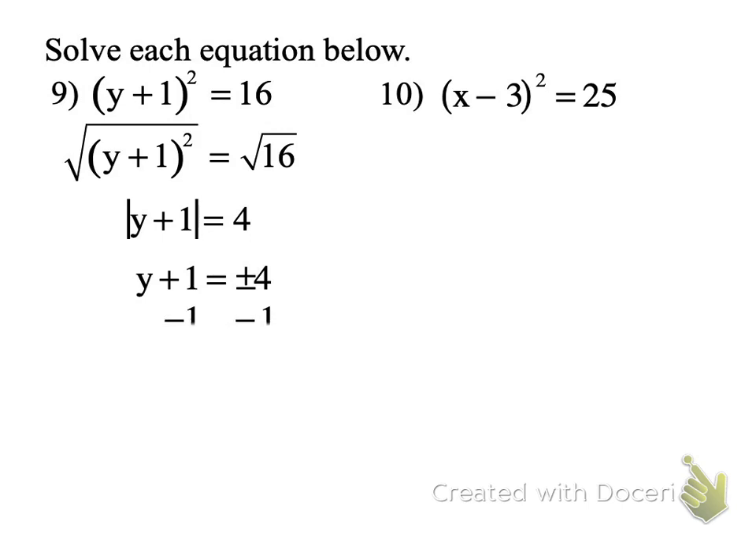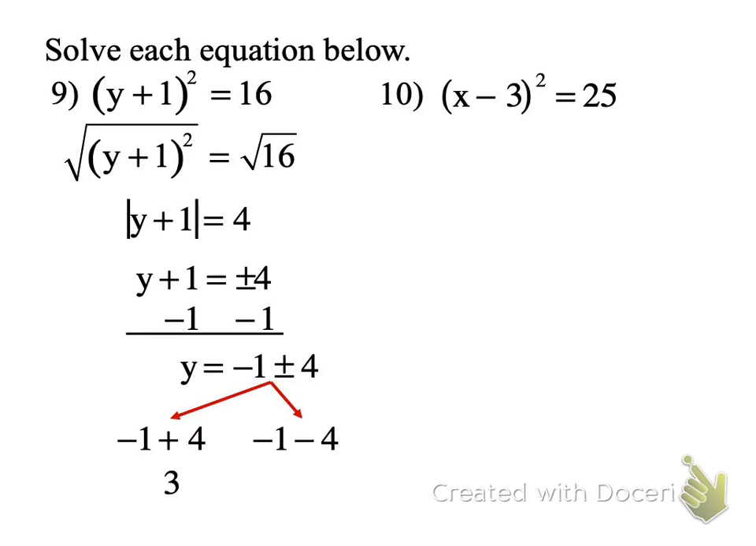Okay? Then subtract the 1, and we're left with y equals negative 1 plus or minus 4. So negative 1 plus 4 and negative 1 minus 4 is 3 and negative 5. Okay, pause the recording if you want to take notes on that. Now try number 10.